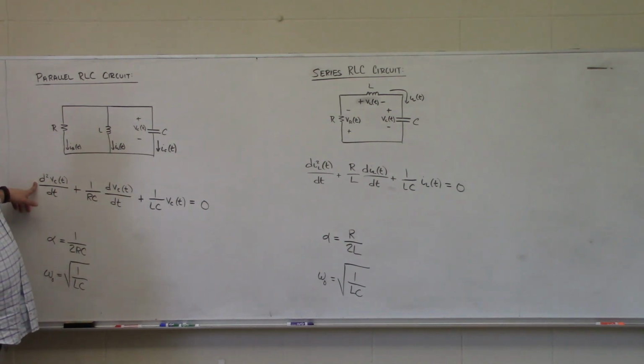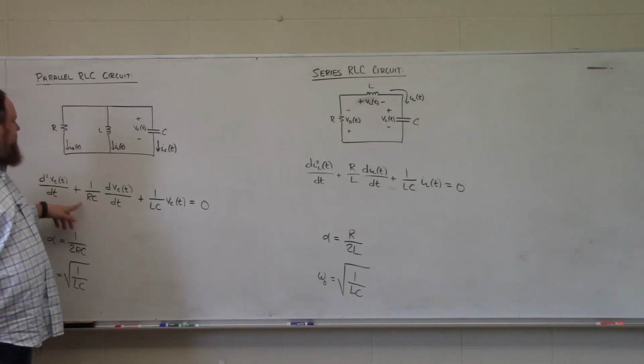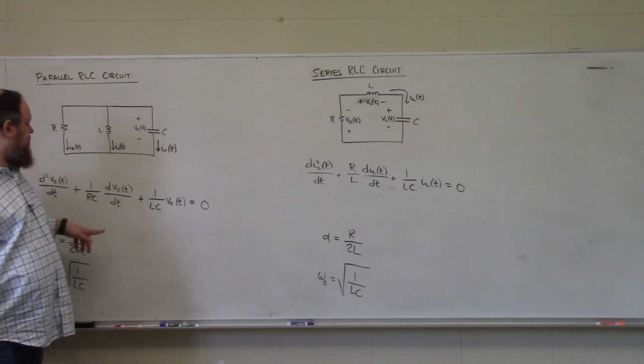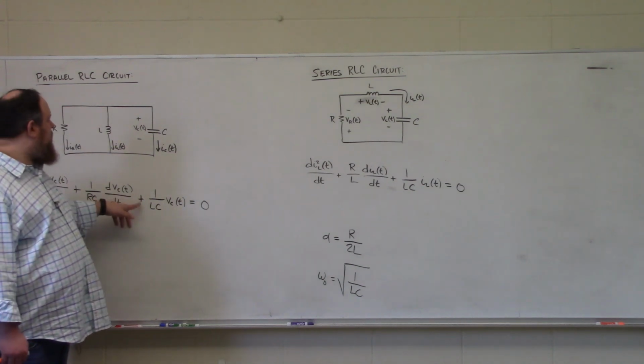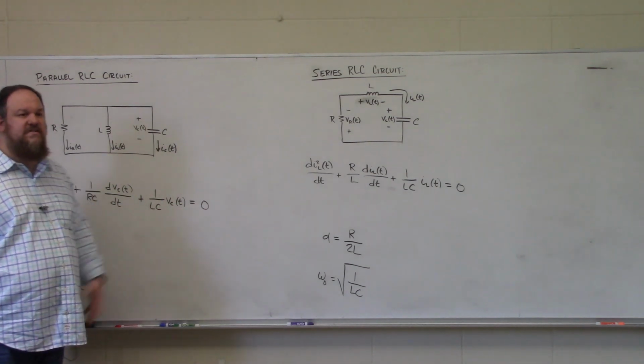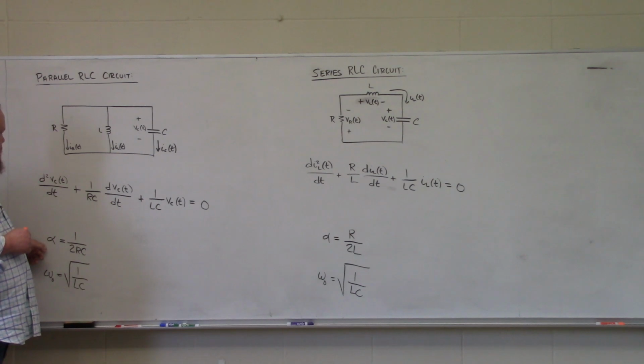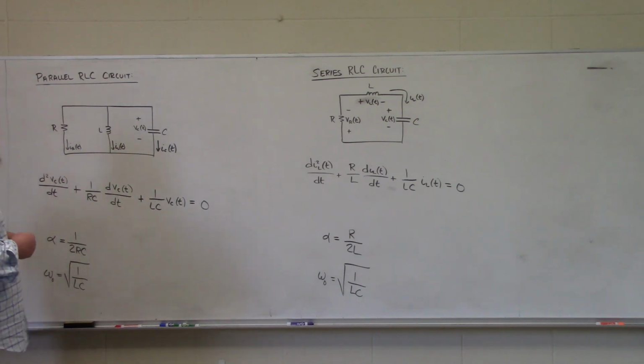The second derivative of the capacitor voltage with respect to time plus 1 over RC times the first derivative of the capacitor voltage with respect to time plus 1 over LC times the capacitor voltage with respect to time is equal to 0. And we found by solving the characteristic equation that this differential equation gives us, alpha was equal to 1 over 2RC and omega naught was equal to the square root of 1 over LC.